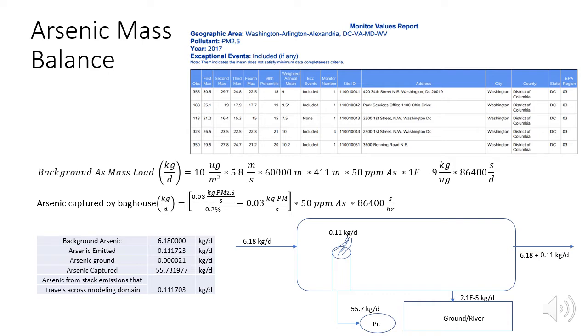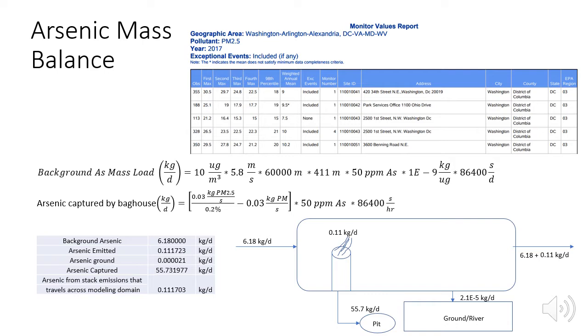One of the things that I had to make more assumptions for was the arsenic captured by the baghouses. What I did for that was I assumed that the baghouses were operating at 99.98 efficiency, something along those lines that the project guidance indicated. And so I essentially back calculated from how much arsenic was emitted how much arsenic was prevented from being emitted from the baghouses. And so if you look at the bottom right, there's my mass balance. I didn't assume that any of the background arsenic settled in the modeling domain, just because I was curious what the data would look like from actual stack emissions.